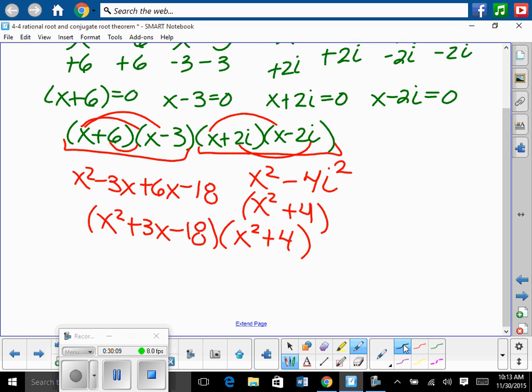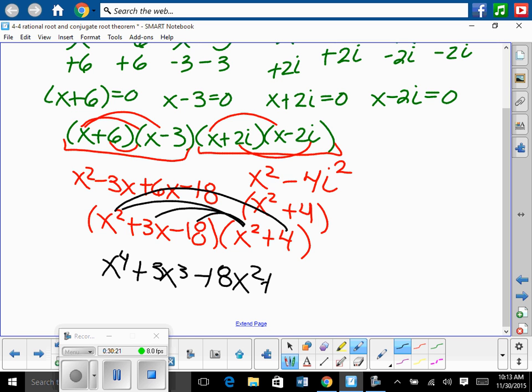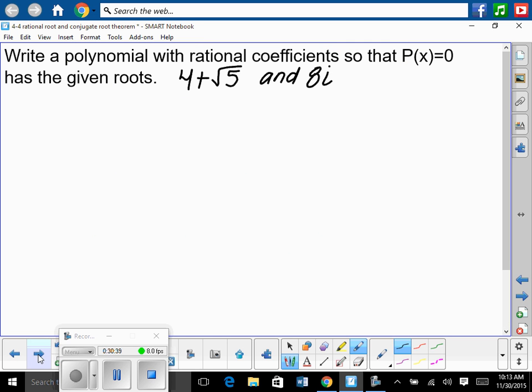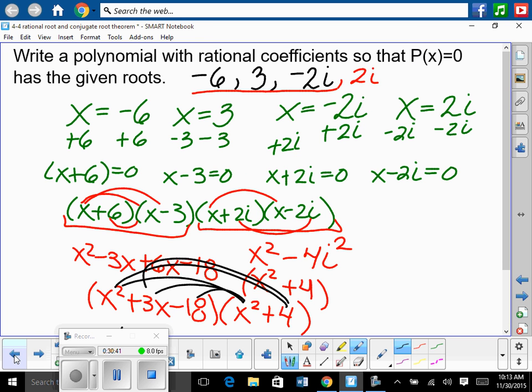Guys, we should be able to do this at this advanced level. So we have x to the 4 plus 3x cubed minus 18x squared. We're almost there. Plus 4x squared plus 12x, and then 4 times negative 18. Guys, are we good with this? Do I need to keep going? I feel like I'm just talking to the free air. And then we would combine like terms from that part. Okay, I didn't think so.